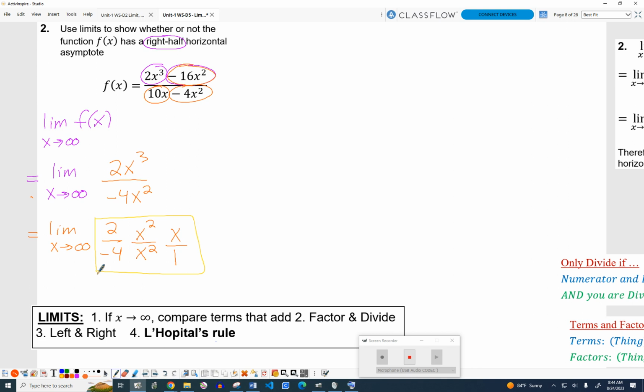We now have factors. Okay, we started with terms. We now have factors. With factors, the comparison becomes easy in this way. This set of factors, it doesn't matter how large x becomes. That's always going to equal 1.